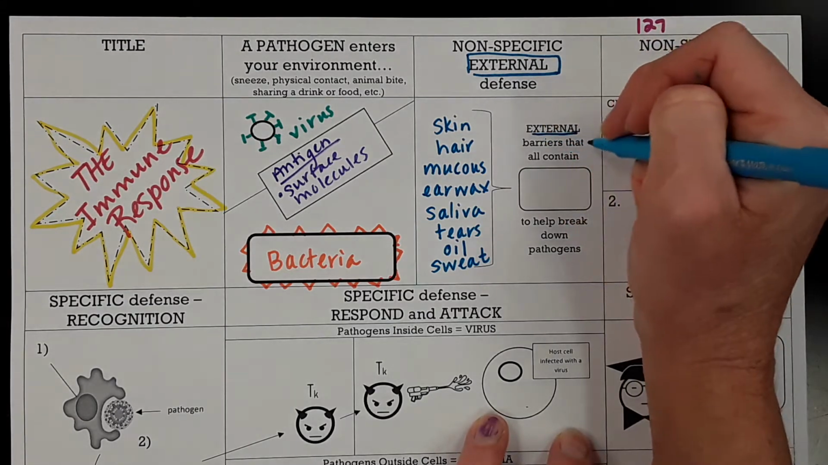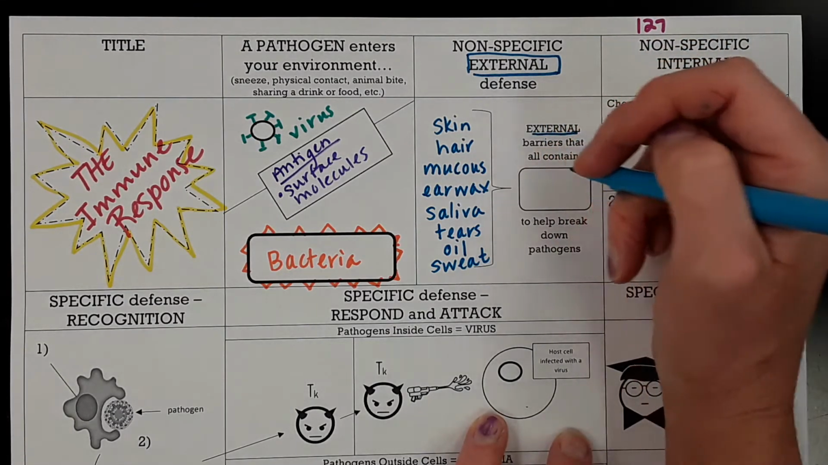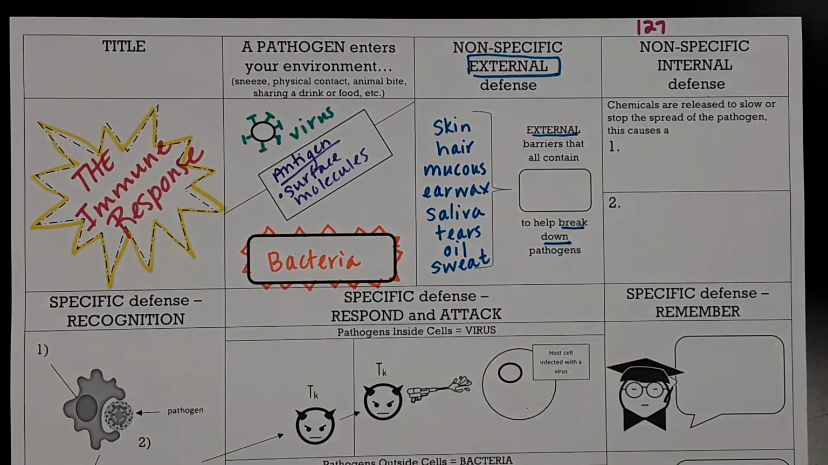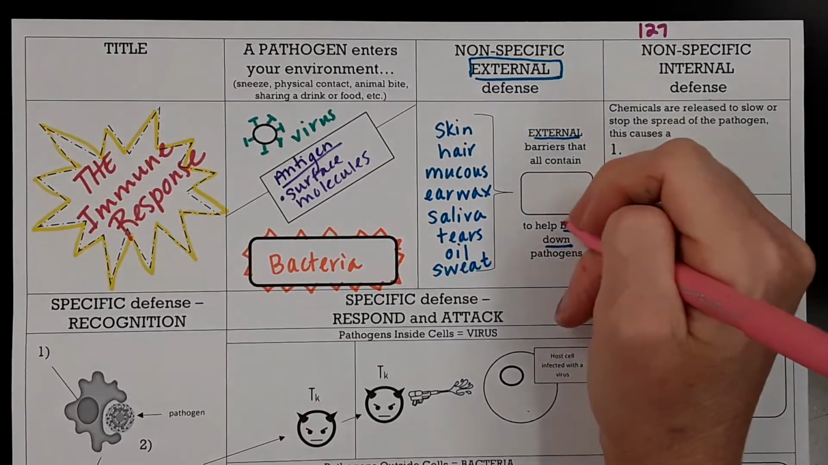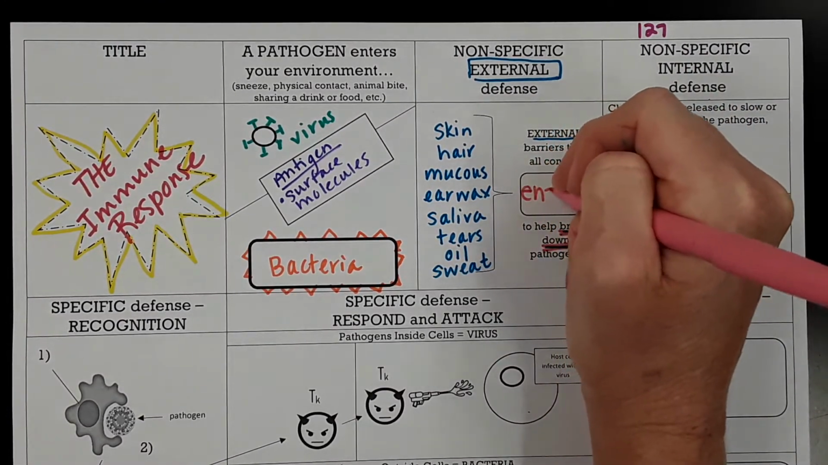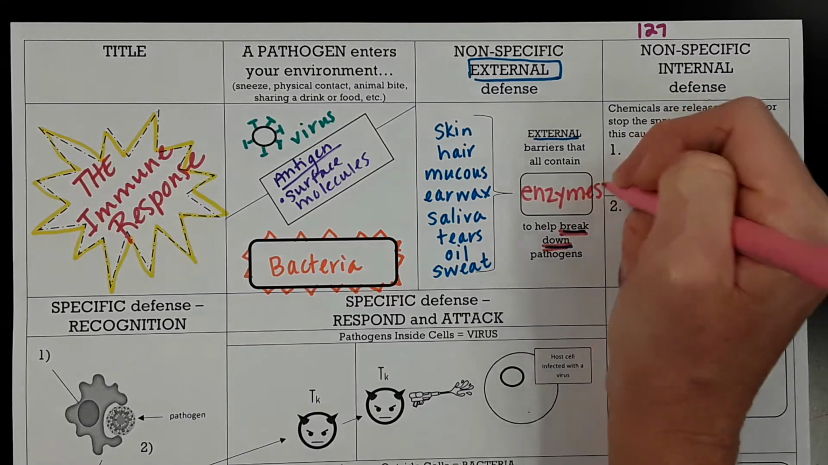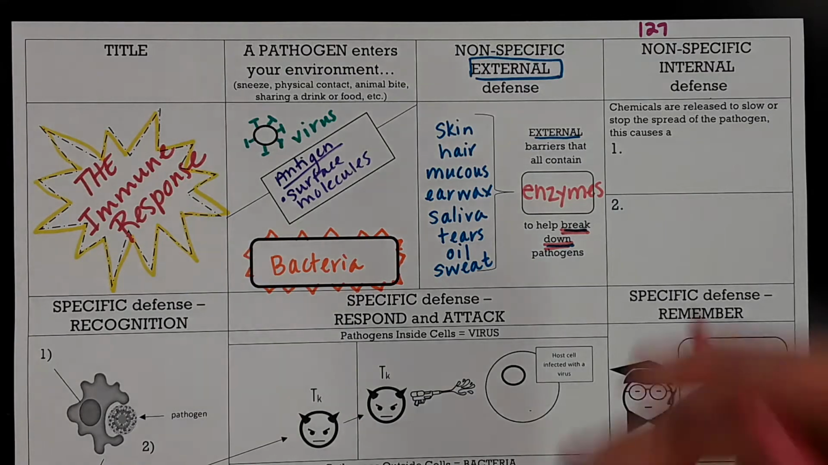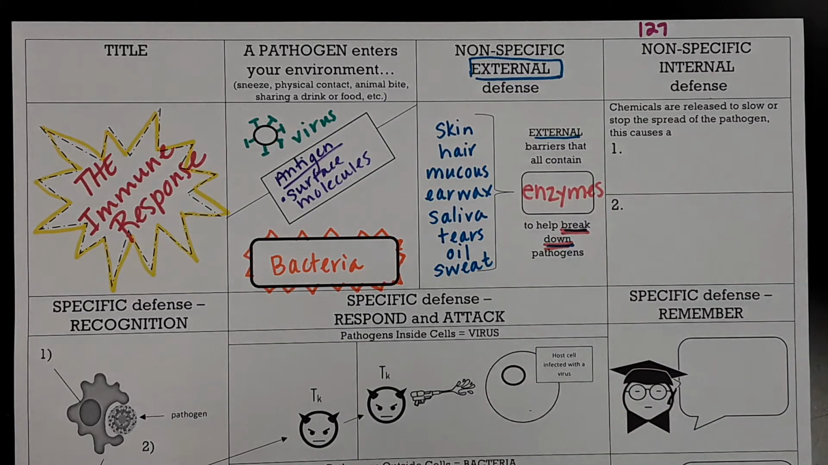These external barriers all contain something that helps break down the pathogens. If you think of something that we talked about this year that can break things down in living things or put things together, the thing that can break things down are enzymes. Our skin, hair, mucus, earwax, saliva, tears, oil, and sweat all contain enzymes that can help break down those pathogens. So if I rub my eye and I get a pathogen in my eye, that first line of defense is going to be enzymes in the tears and in the mucous membranes.